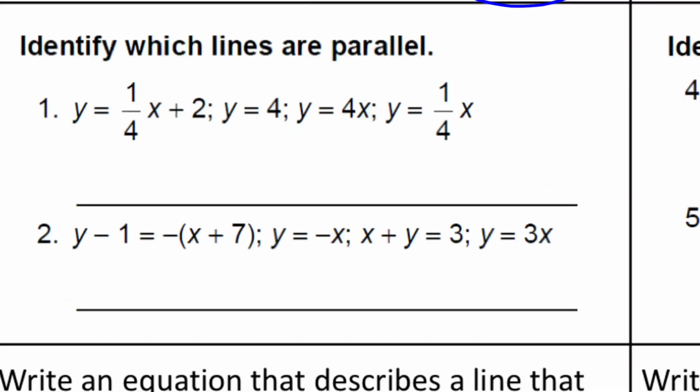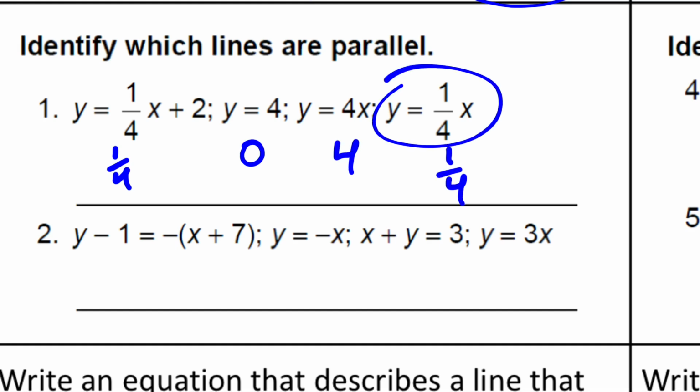So which of these are parallel? My slope here is 1/4. My slope here is 0. My slope here is 4. My slope here is 1/4. These are the lines that are parallel because they have the same slope.